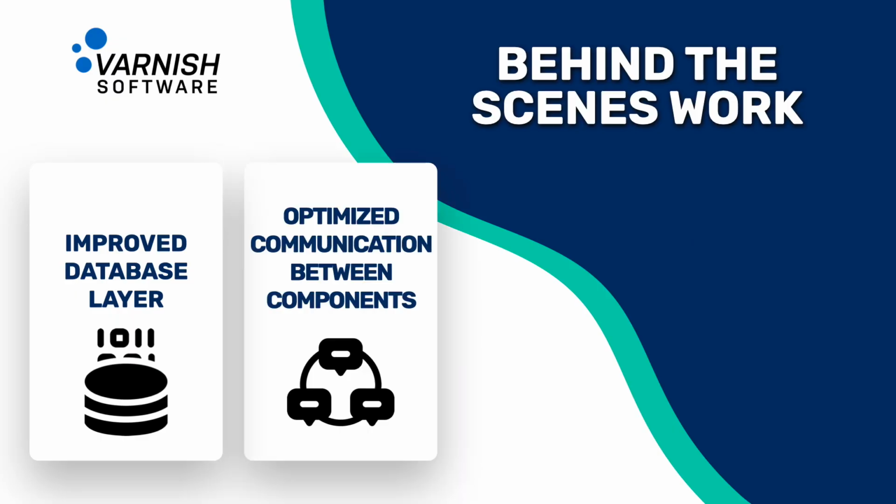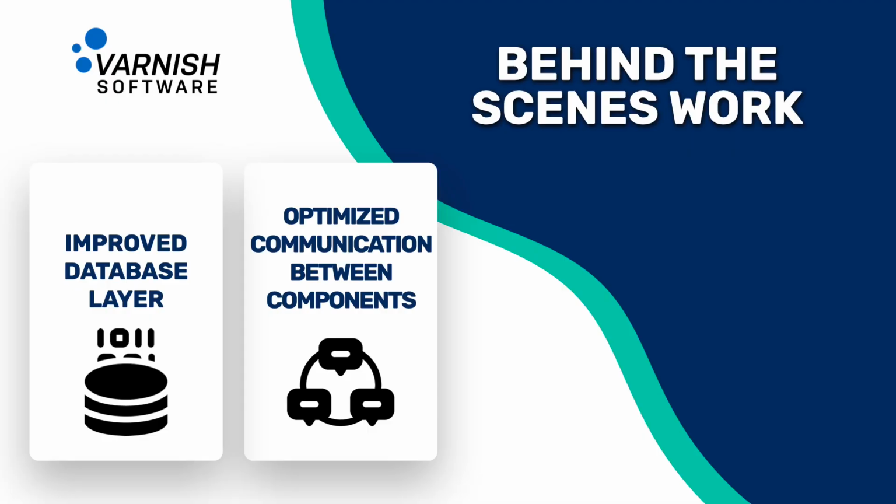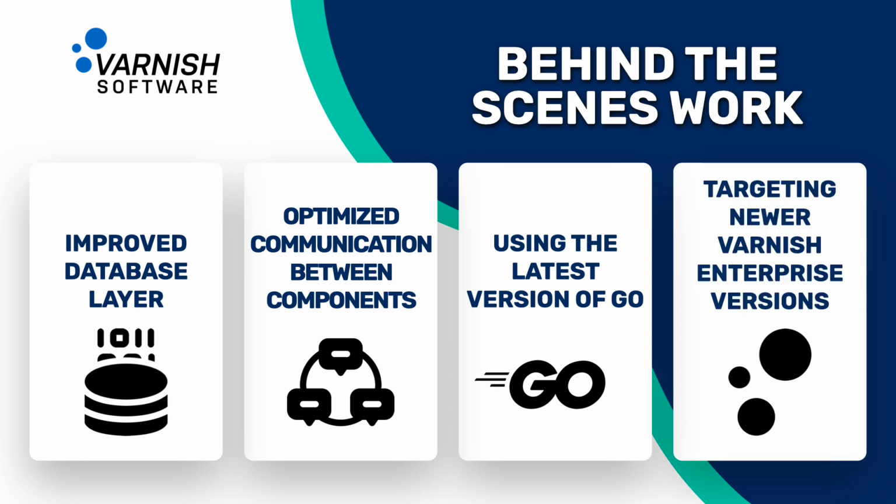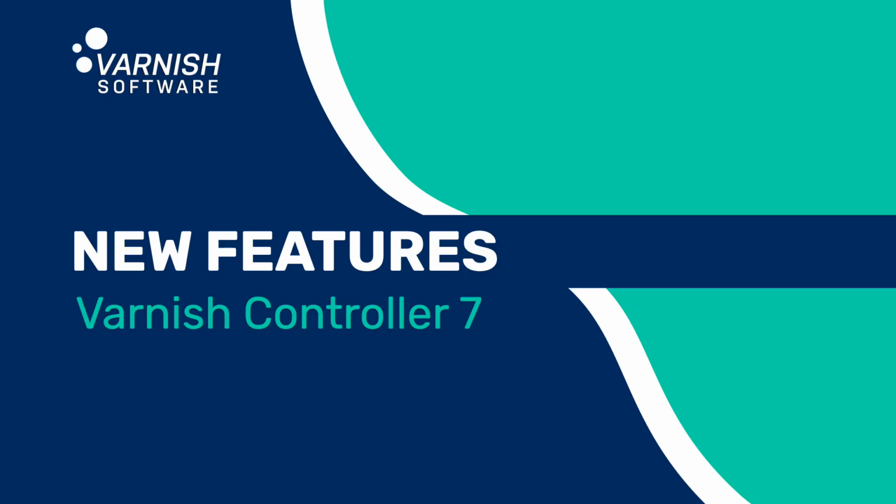We have also optimized the communication between the components in the controller, where we optimized the data size of the messages being sent between the components. We are now building with the latest version of Go for all components in the controller, and we are now targeting newer versions of Varnish Enterprise, and now we support 6.0.8r2 and above. And I think that's about it for the infrastructure stuff. So let's talk a bit about the new features.